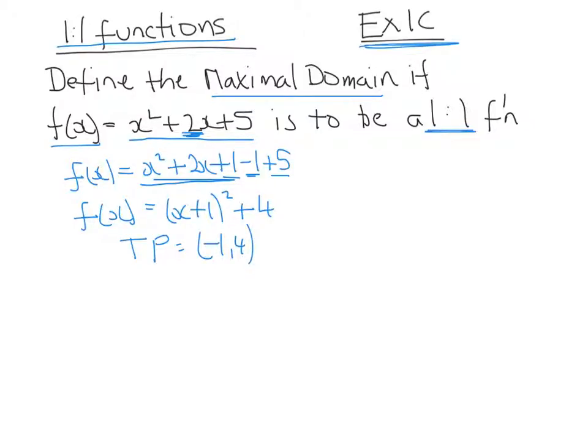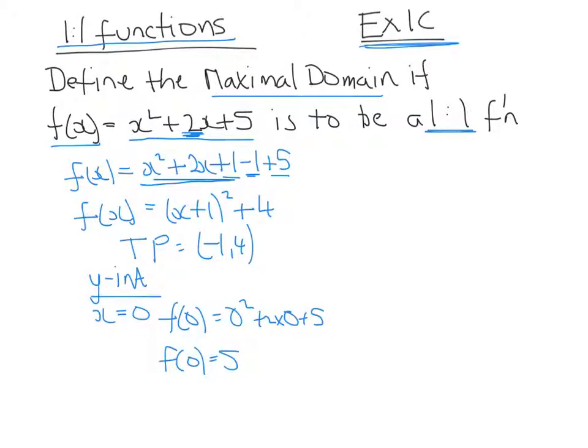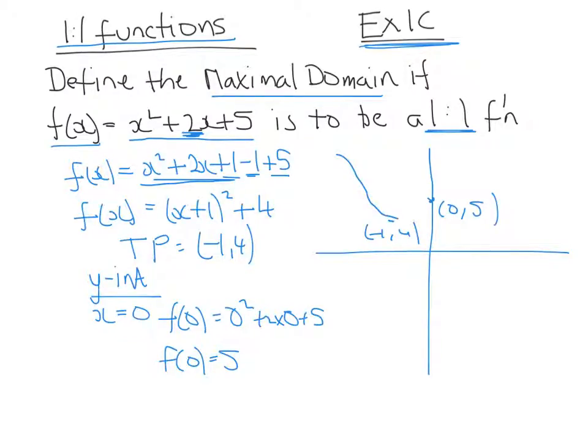And if you'd like to just check, you can figure out the y-intercept by making x equal to 0. So if we put in x equals 0, 0 squared plus 2 times 0 plus 5, the y-intercept would be at 5. So that would mean that if we sketch this, here's negative 1, 4 across there. There's 0, 5 there. Now our graph will turn around at the turning point at negative 1, 4.